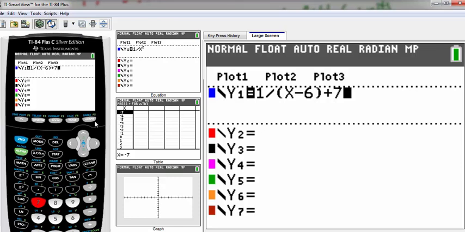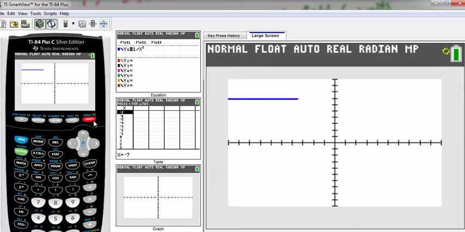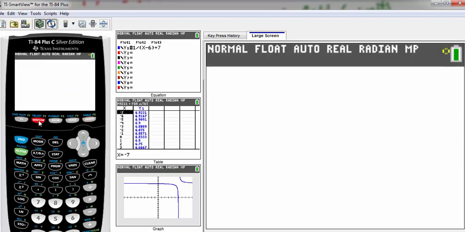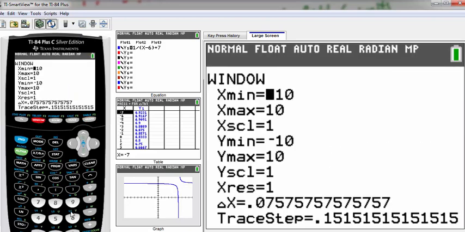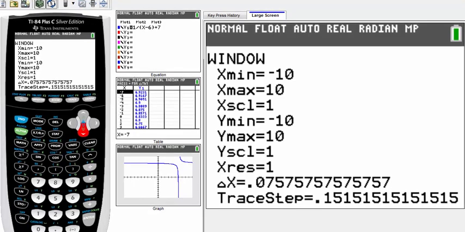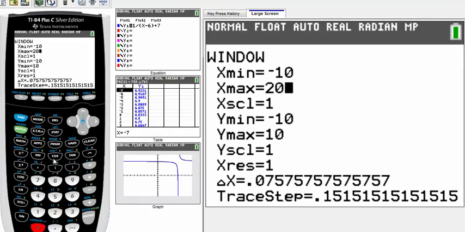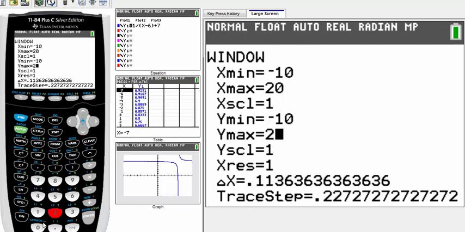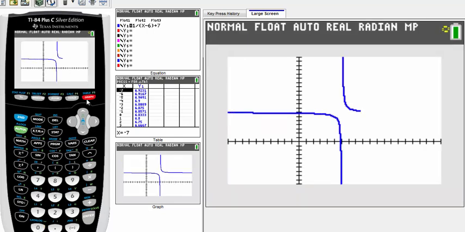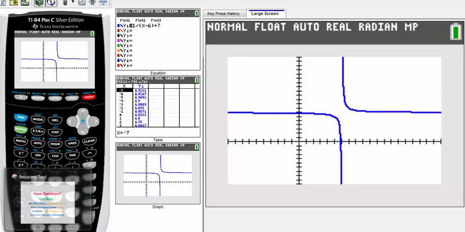So let's go ahead and hit graph, and again we might have to adjust our window around a little bit here. Okay, so I think I want to move over in this area just a little bit. So let's move further to the right. So let's maybe go up here to 20. And then in my y-axis, I want to go up a little higher too, to 20. Let's have a look. Okay, there it's hitting the vertical asymptote, and we can see it's not crossing in the middle either.